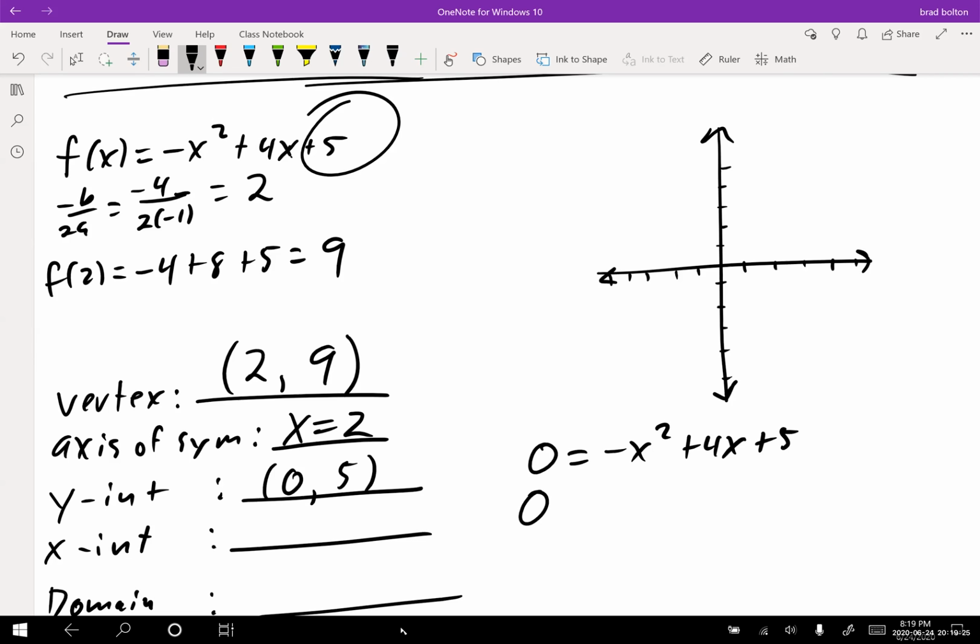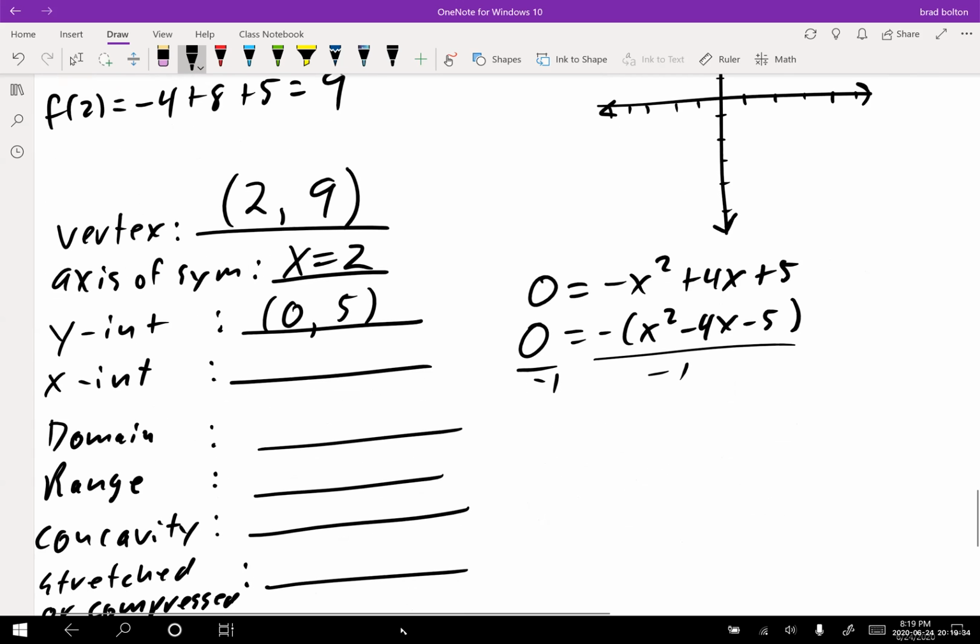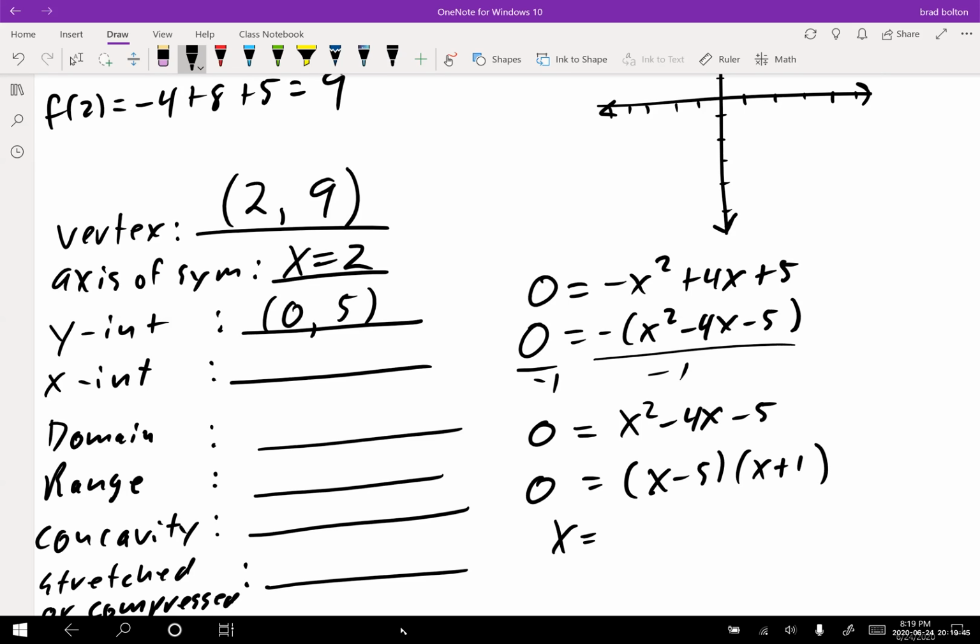I'm going to factor out the negative, and then I'm going to divide both sides by -1. So we have 0 equals x² minus 4x minus 5. Now this should be factorable this time. (x minus 5)(x plus 1). So x minus 5 has an x-intercept of 5, and this has an x-intercept of -1. Okay, so we now know that this is (5, 0), and we know that it's (-1, 0).